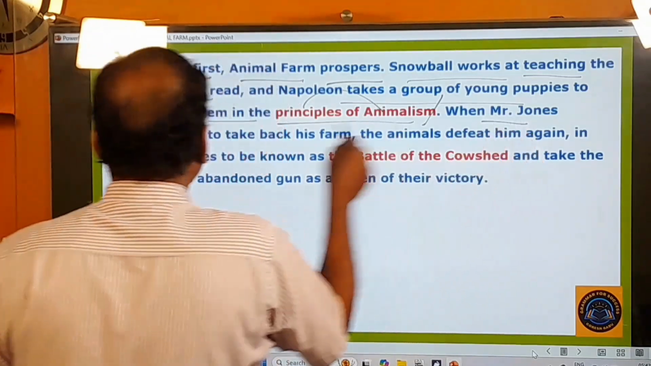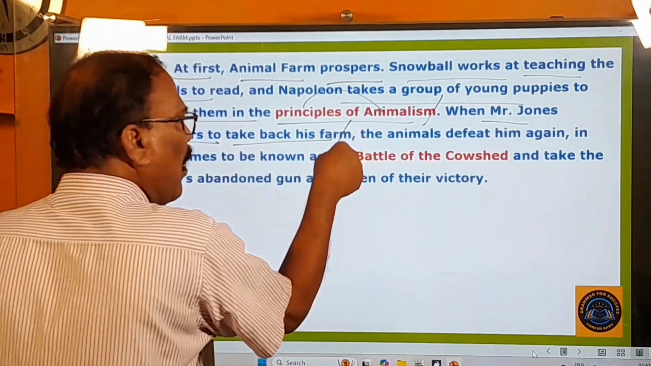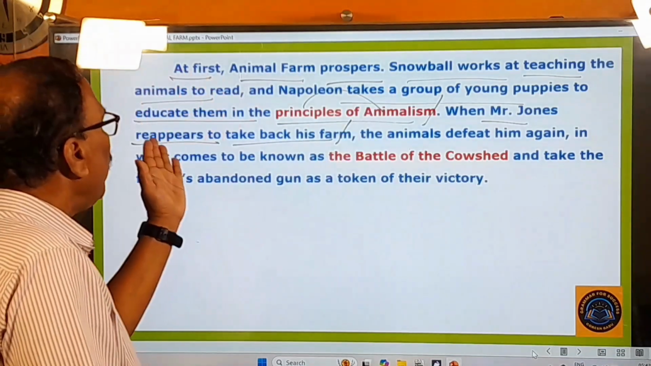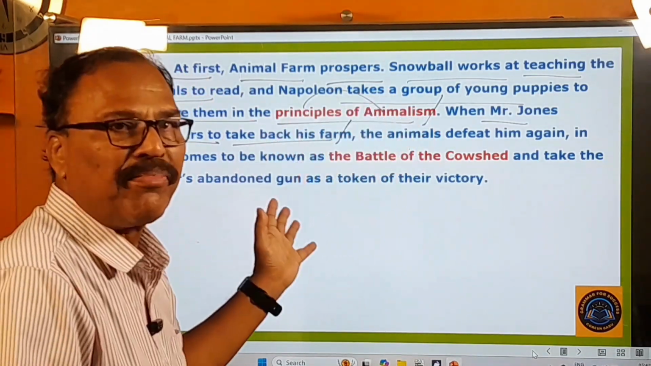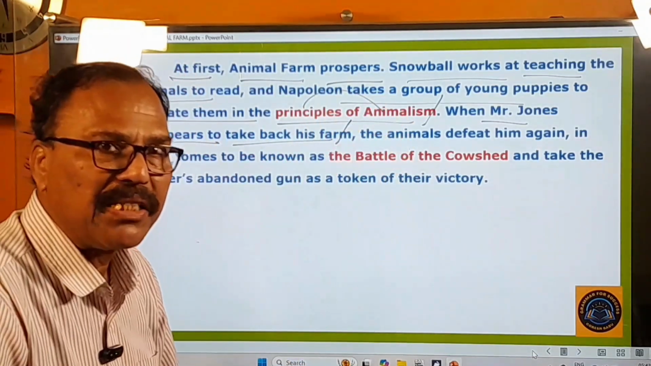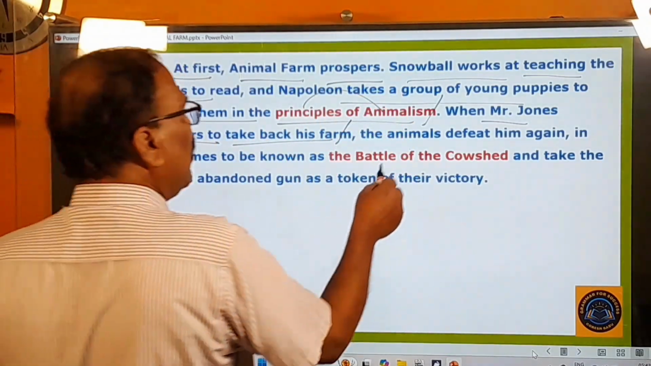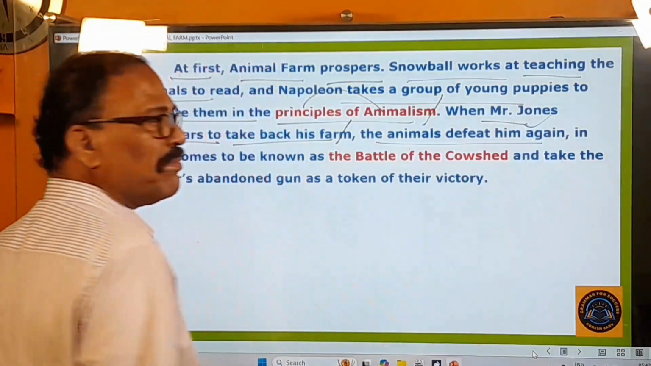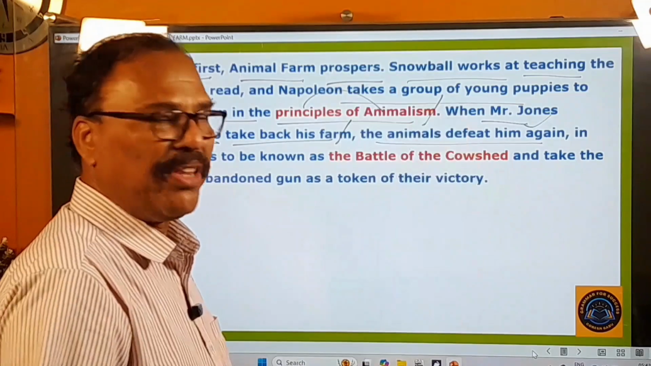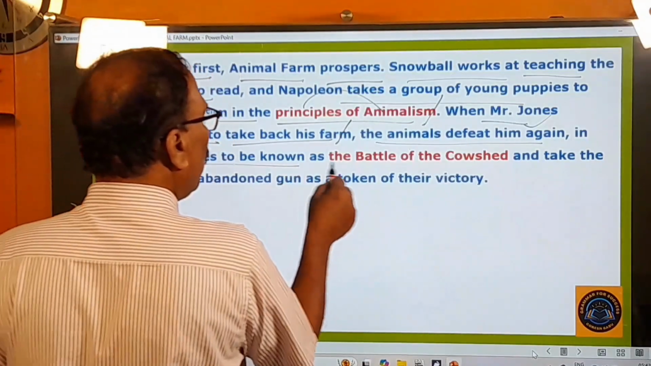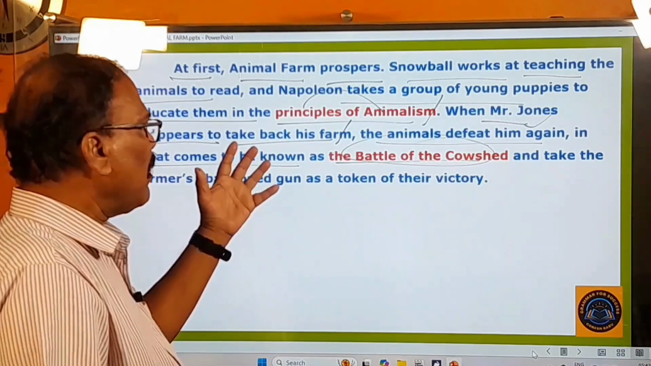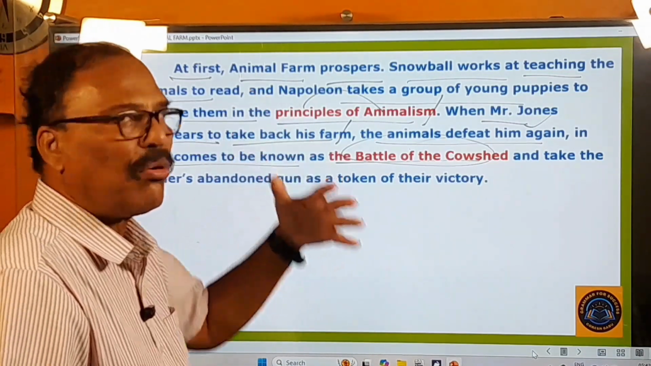When Mr. Jones reappears to take back his farm, so after some time, this Mr. Jones comes back to take back his farm from the animals, but the animals defeat him again. They drive him away from that farm, in what comes to be known as the Battle of the Cowshed. So the name of that battle is called the Battle of the Cowshed.